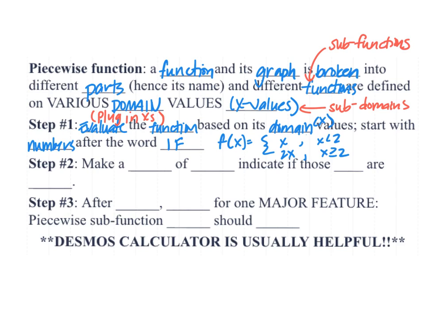The next step is to make a table of values, and that's an x, y, we call it a t-table, that indicates if those points are closed or open dots.